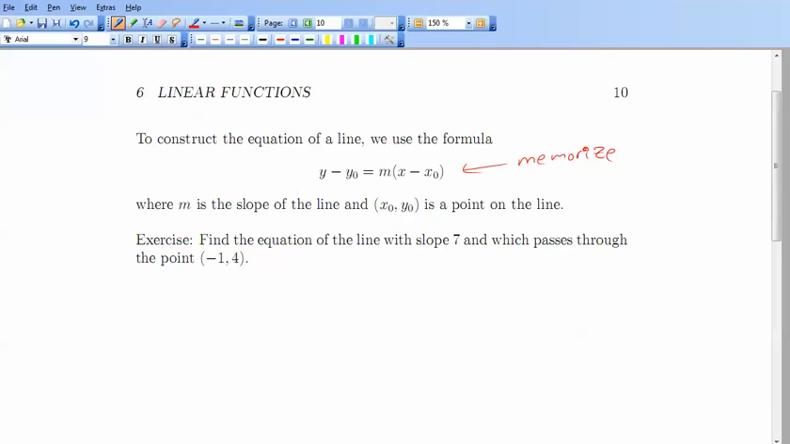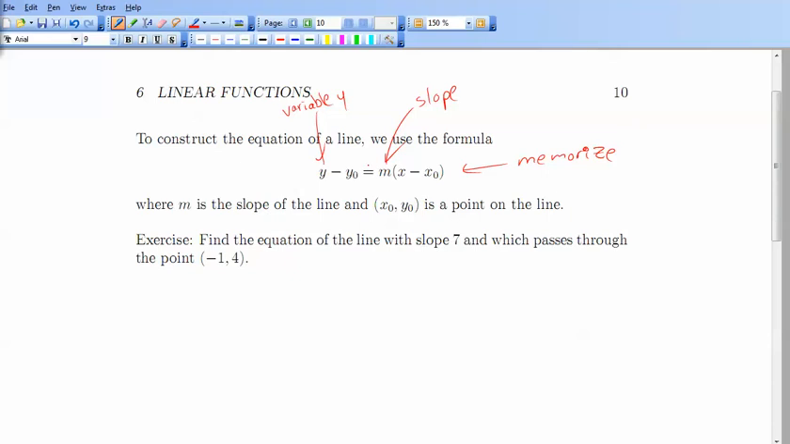Now what are these things? m is the slope. y is the variable y. You're not going to replace it with anything. Now remember, when you get the equation of a line, you want it to be y equals something. Okay, so you need to have a y in your final equation. That's the y that's sitting right there.